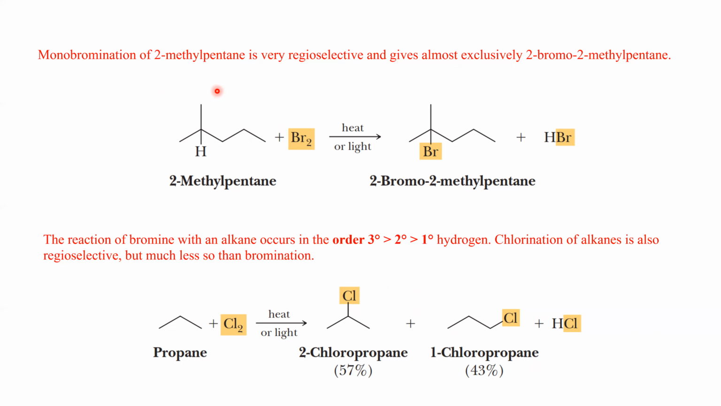If you compare the above example, that is 2-methylpentane with bromine, heat or light, and focus on the structure, we have the primary carbon. Let me write this so that it will be easier for you if you still have any confusion. This is the primary carbon, and of course the hydrogens which are attached to that primary carbon are termed primary hydrogens. I'm writing 1 degree.